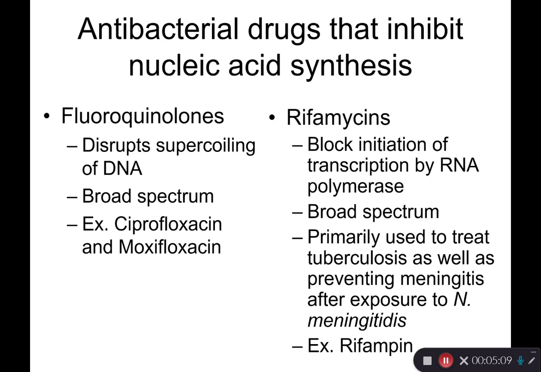Rifamycins, like rifampin, they will actually block transcription. So RNA polymerase can't transcribe messenger RNA from DNA, and so downstream translation would never happen, and then proteins would never be made because RNA is an important bridge between the DNA and the proteins. These are typically used to treat Neisseria meningitis infections, as well as Mycobacterium tuberculosis, which causes TB.